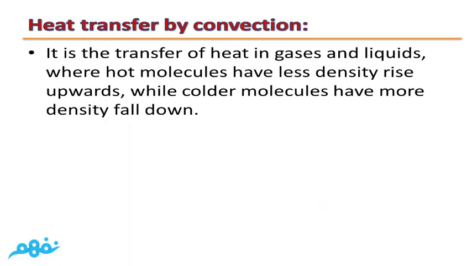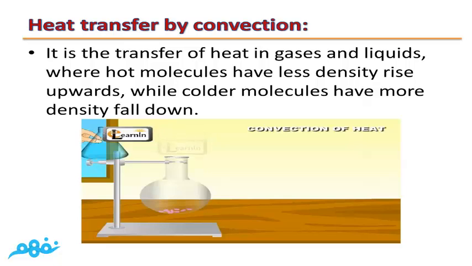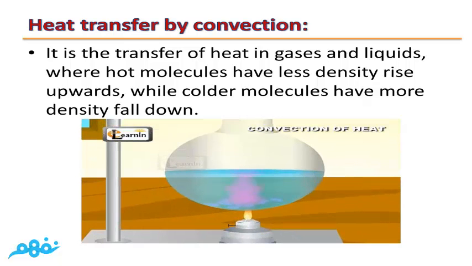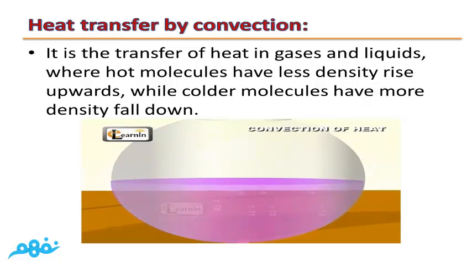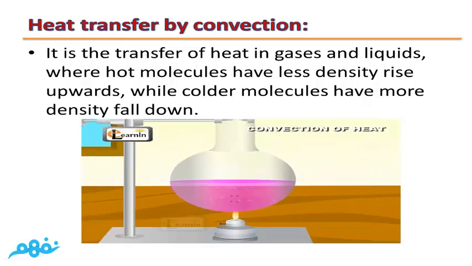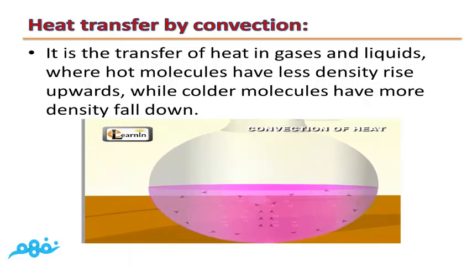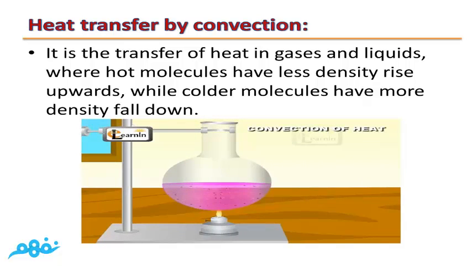Heat transfer by convection. What's meant by convection? It is the transfer of heat in gases and liquids, where hot molecules have less density and rise upwards, while colder molecules have more density and fall down. This is what happened in this video. We added pieces of potassium permanganate. We saw that the color will move from down to up, then fall down in a circle. This proves that heat is transferred by convection in gases and liquids.